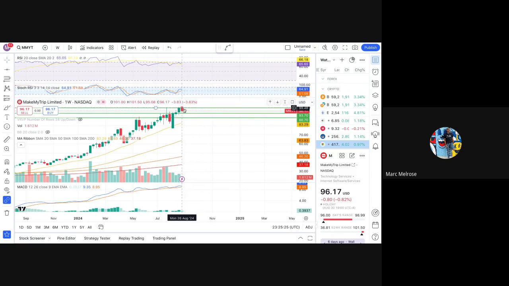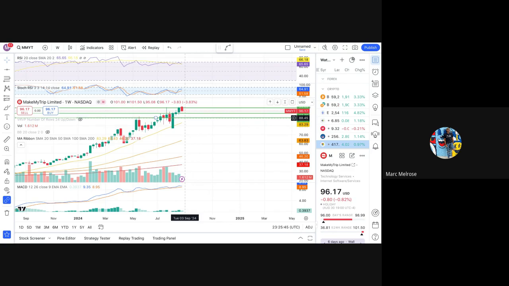But because we tested our resistance and rejected it, we could be seeing this break below our support. So now I'm looking to see, okay, it's about to test support. Is it going to reject support? If it's not going to reject support, then we're going to be seeing this get to $88, so about $88.89. So we could be seeing it get back to this range.